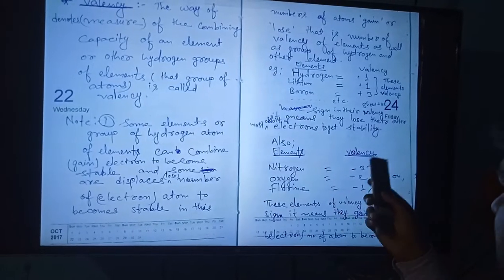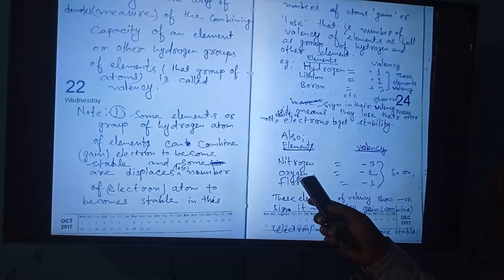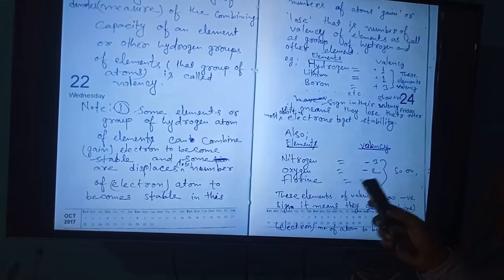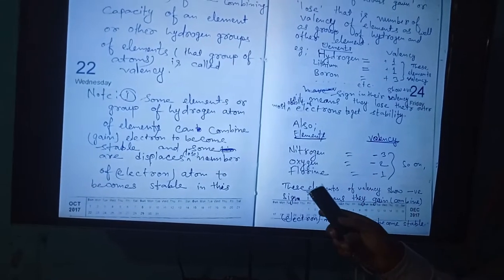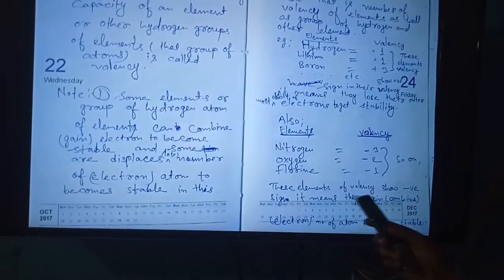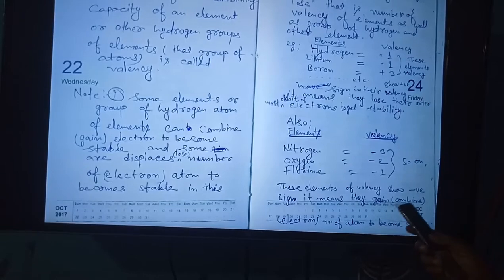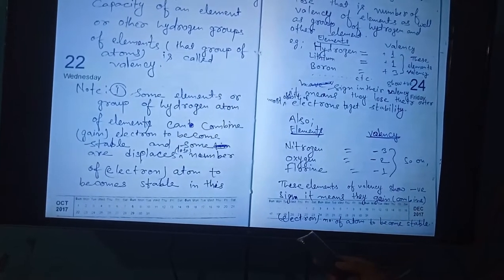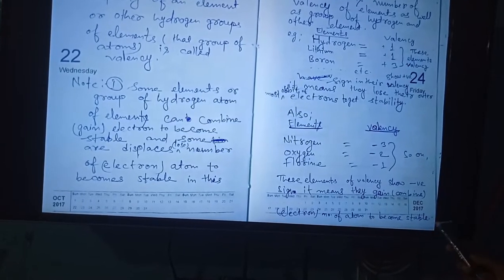Elements and valency. We are going to talk about nitrogen. There is a -3 sign, oxygen -2, fluorine -1, and so on. These elements show a negative sign in their valency. It means they gain or combine electrons to become stable.